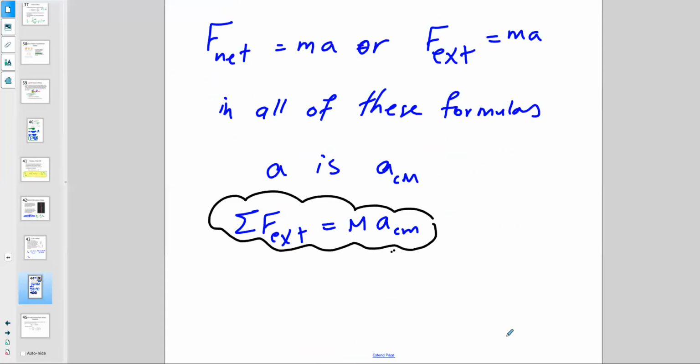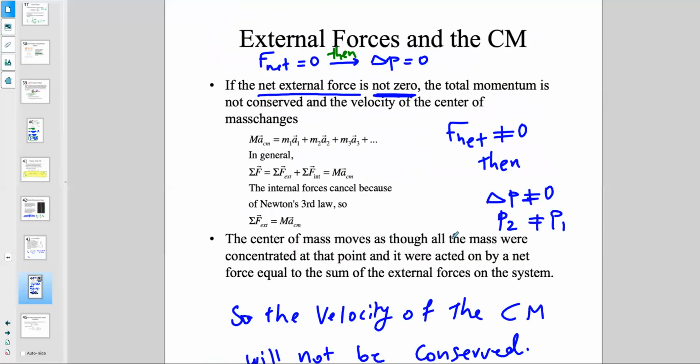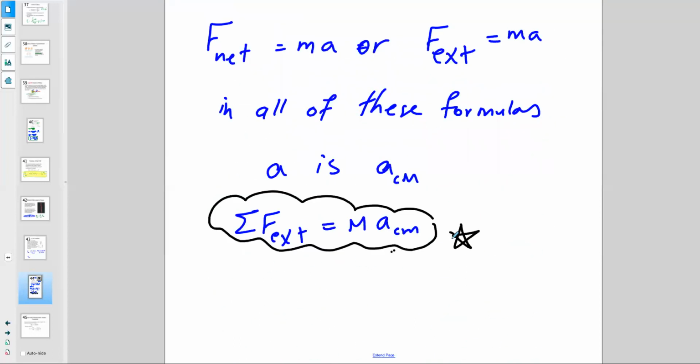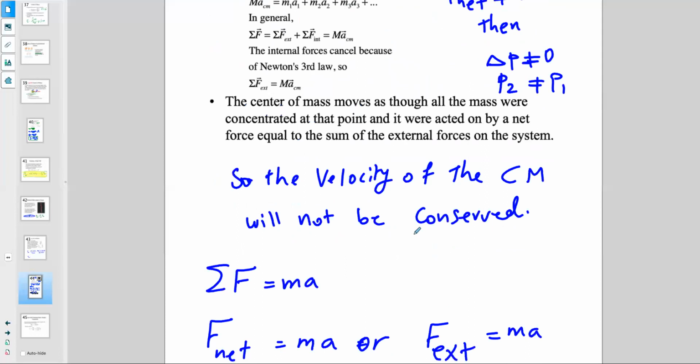Okay, and this is also very important. The center of mass moves as though all the mass were concentrated at that point, and it were acted on by a net force equal to the sum of the external forces on the system. So as you can see, the sum of the external forces on the system equals the total mass times the acceleration of the center of mass.